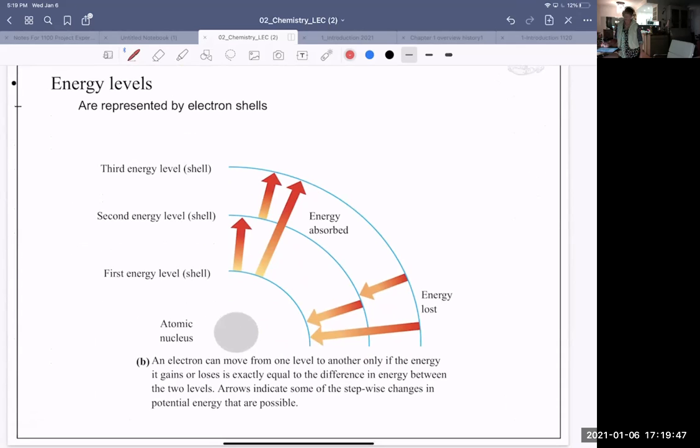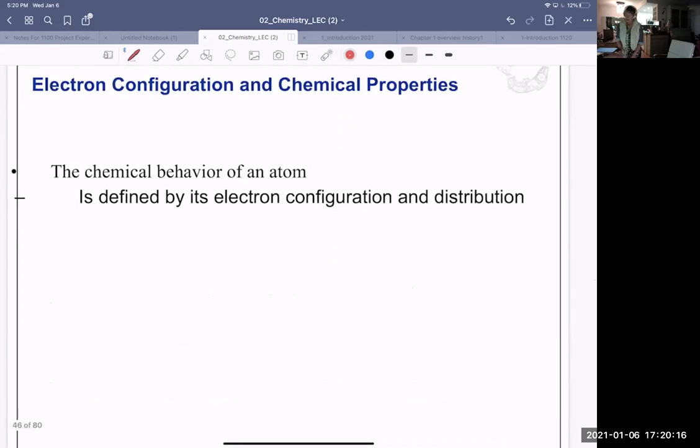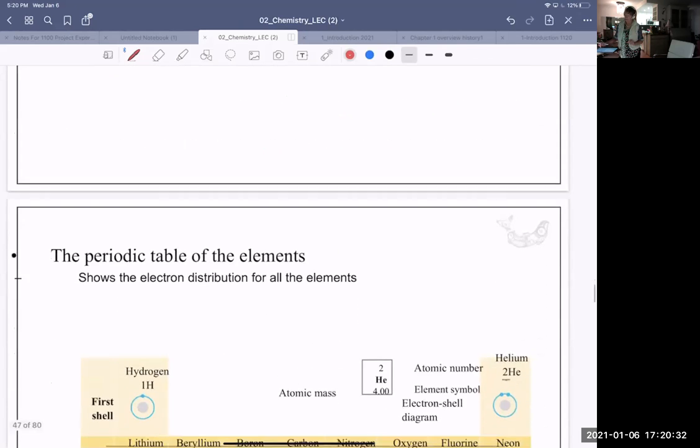So an electron can move between shells, but if it moves away from this more stable position, that's going to require some energy. But if it collapses and the electron moves closer towards the nucleus, that will release energy. And why is that important? Partly because the chemical behavior of an atom is defined by its electron configuration and distribution, not the nucleus. So the nuclei don't interact with other nuclei.